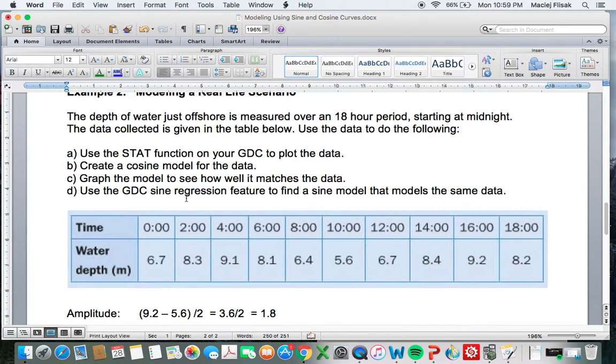Use the GDC sine regression. The word regression means to calculate the best fit model for something. You might be familiar with linear regression: if you have a bunch of linear data and it's not a perfect line, but you want to find a line of best fit, that's called calculating a linear regression. In this case, we're going to find a sine curve that best matches some data. We've just created the cosine model, but we can use the calculator to find the sine model.